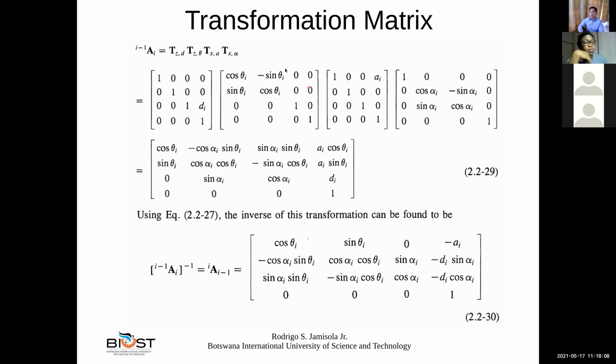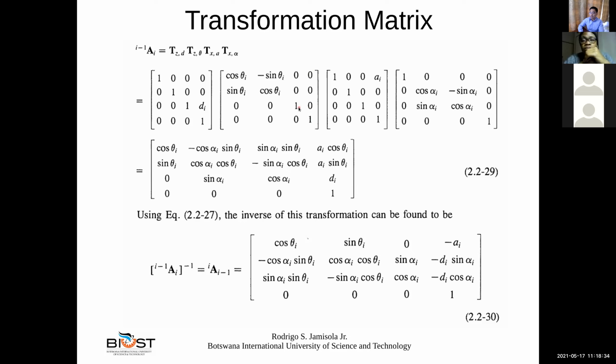Then the next transformation is a rotation by theta about the z-axis. This is the rotation part, and this is the position part. Because there's no transformation in terms of position, all of these will be 0. Now we are just doing rotation.